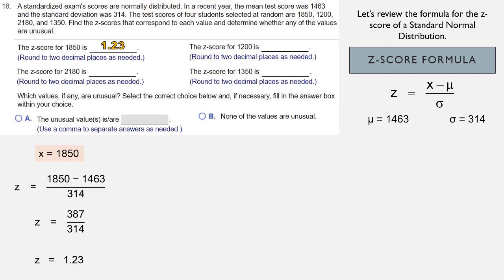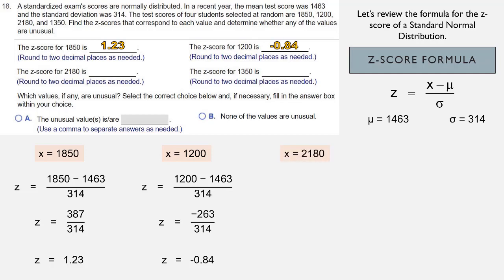For 1200, we have 1200 minus 1463 over 314. That's negative 263 over 314. And when we use our calculator rounding to 2 decimals, we get negative 0.84. When x is 2180, we have z equals 2180 minus 1463 over 314. That's 717 over 314. And dividing, rounding to 2 decimals, we get a z-score of 2.28.